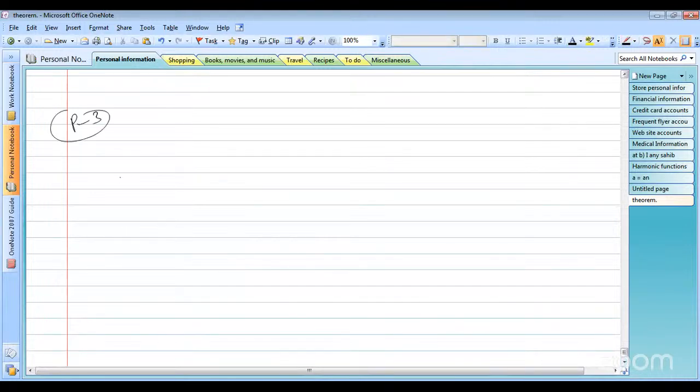Property 3. C is a closed contour. The integral of C dz is equal to 0, the integral of z dz is equal to 0, and the integral of z is equal to 0.